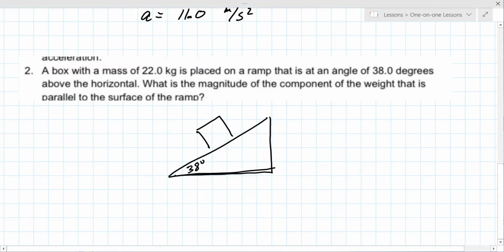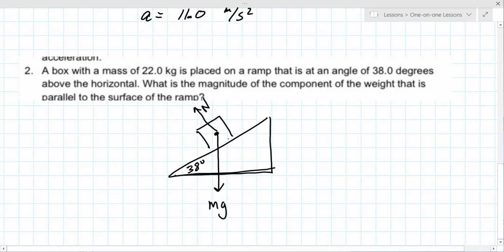And it's placed on the ramp. What is the magnitude of the component of the weight that is parallel to the surface of the ramp? So this is a little bit complicated. There's mg down, and we still have the normal force going up, right? The normal force, though, is going perpendicular to the plane. Oh, okay. Which is different.